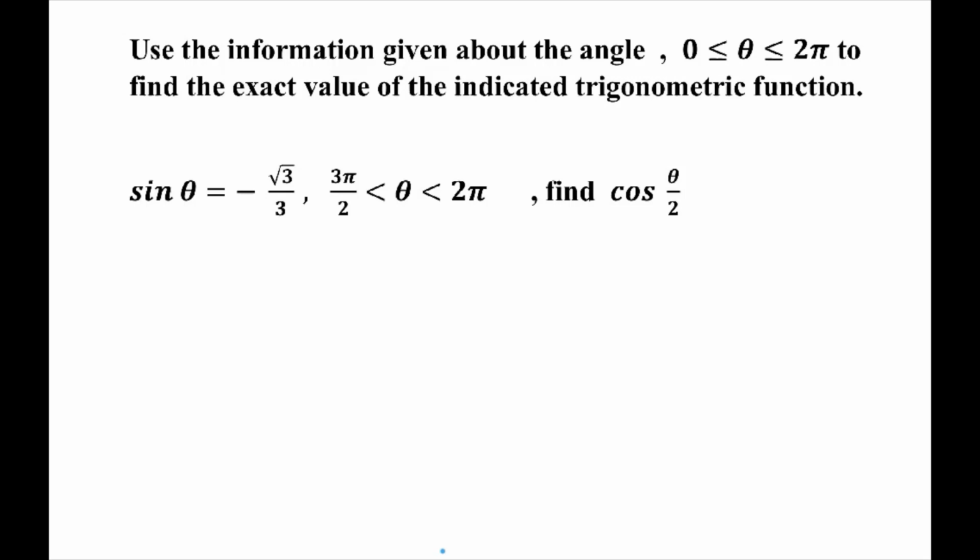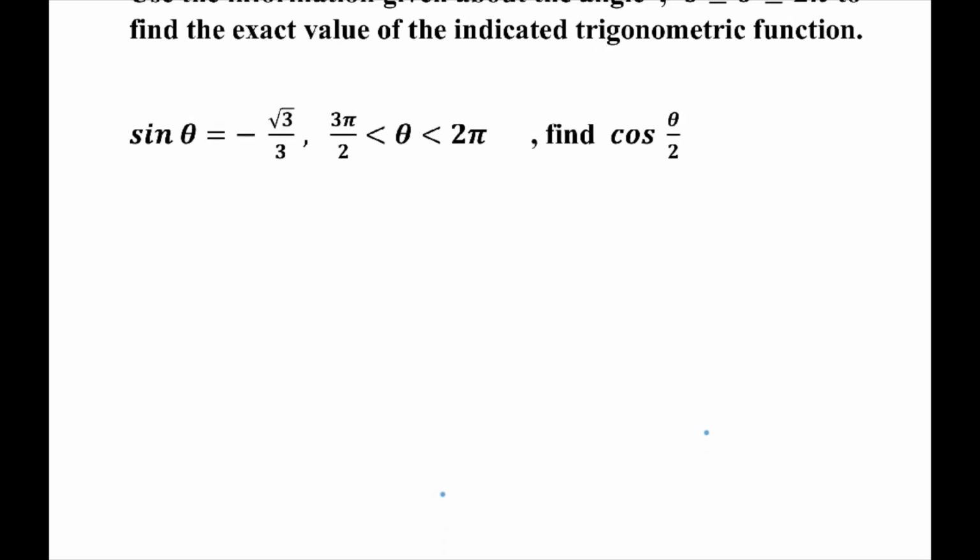So now let's read this question here. We need to find cosine theta over 2, if sine theta is negative square root of 3 over 3, and theta is between 3 pi over 2 and 2 pi. Well, 3 pi over 2 and 2 pi is quadrant 4. Let's go back and ask, what is cosine theta over 2? It's positive or negative square root of 1 plus cosine theta over 2.